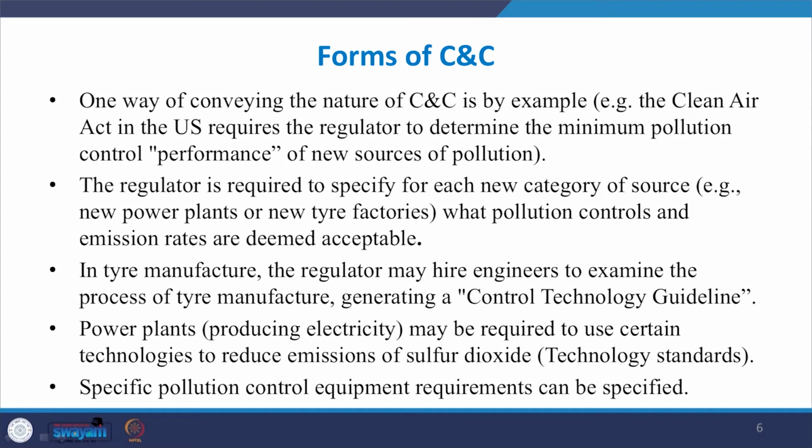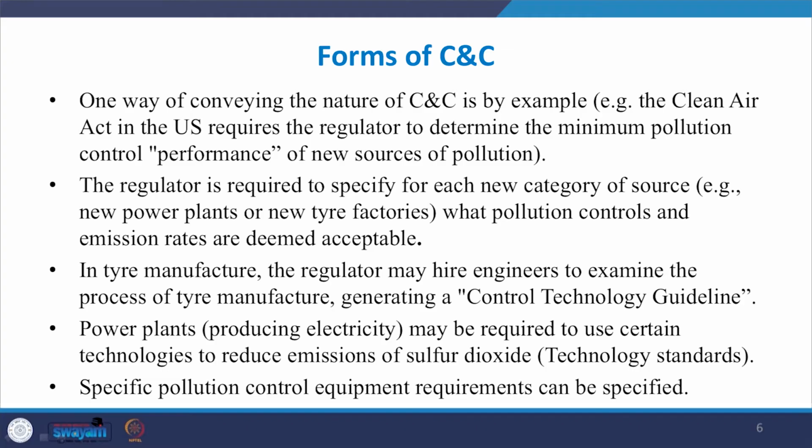There may be different forms of regulation. One way of conveying the nature of command and control is by example. For instance, the Clean Air Act in the USA requires the regulator to determine the minimum pollution control performance of new sources of pollution. The regulator is required to specify for each new category of sources, like a new power plant or a new tire factory or a new cement factory, what pollution controls and emission rates are deemed acceptable.